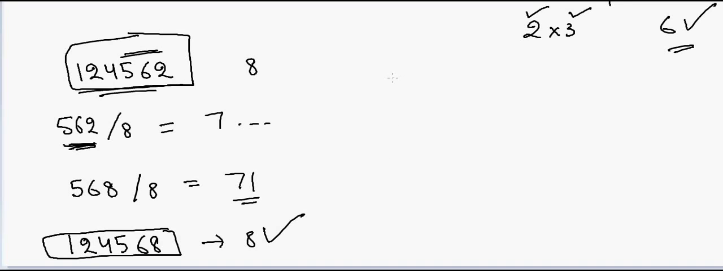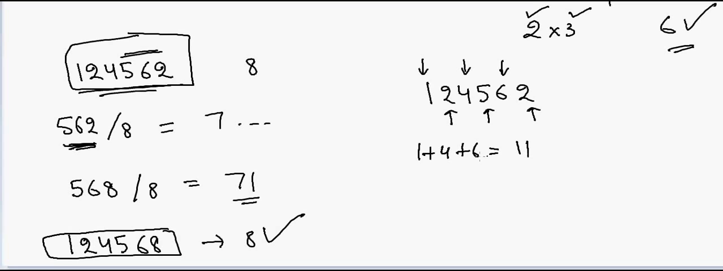Now let's talk about the divisibility by 11. So if I have 1 2 4 5 6 2 and I want to find out whether this number is divisible by 11, what I'll do is take the alternate digits. So I'll take 1, this number, and this number, and then the other three numbers, and add them together. So 1 plus 4 plus 6 is 11, and 2 plus 5 plus 2 is 9. If I subtract 9 from 11, that gives me 2, and 2 is not divisible by 11, so this number should not be divisible by 11.